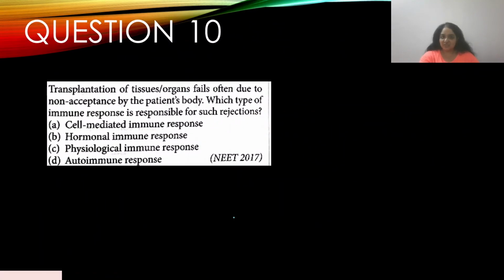Question number 10. Transplantation of tissues or organs fails often due to non-acceptance by the patient's body. Which type of immune response is responsible for such rejections? NEET 2017. We just discussed transplantation. So which type of immune response is responsible for such rejection? You should be able to answer it quite easily. It's cell-mediated immune response. The T cells begin to attack. So the answer is A.